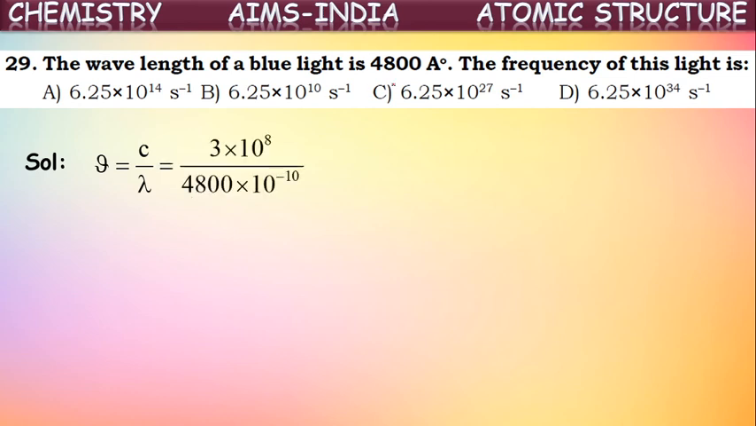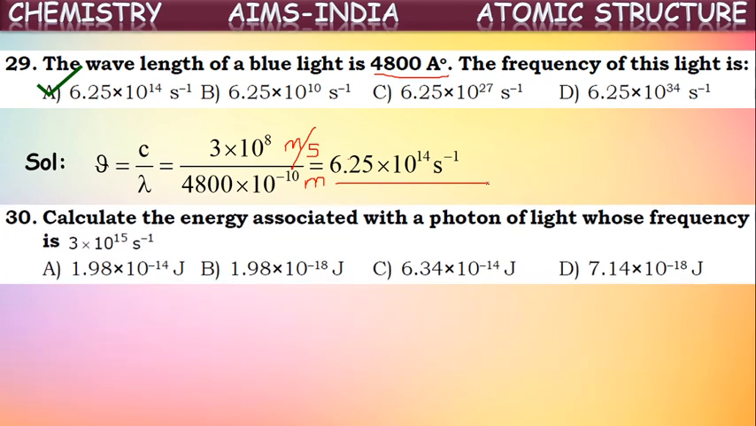See, the wavelength they have given in terms of angstroms. So if we convert these angstroms into meters, we get this extra, because 1 angstrom is equal to 10 to the power of minus 10 meters. So now here lambda or wavelength will be in meters, and velocity of light is taken in meters per second. So what do we get as the answer here? Finally, 6.625 into 10 to the power of 14 second inverse. This is the frequency of that radiation or that blue light. Where is it? In the first option.